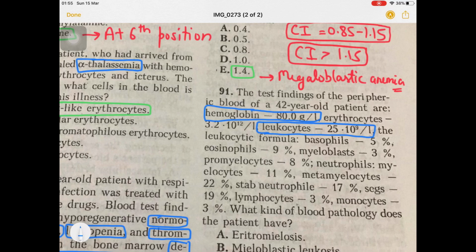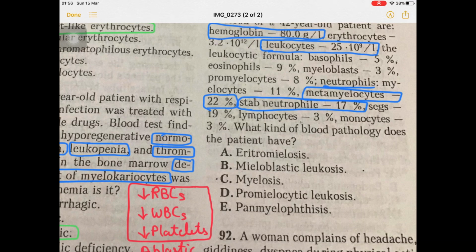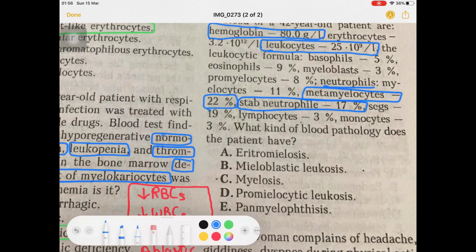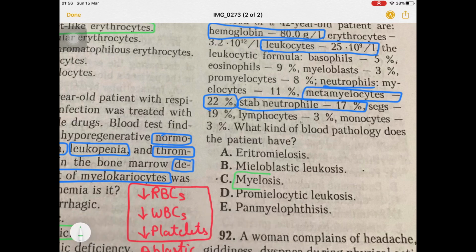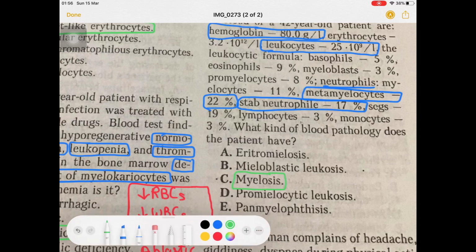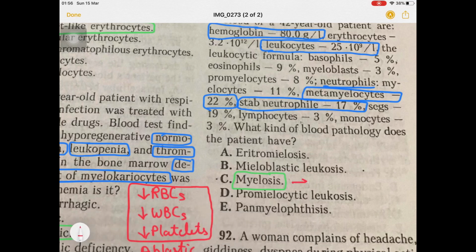Looking over here, look at the neutrophil count, because they are important for this one. Look at the metamyelocytes, which are given as 22%, quite high over here. Look at the stab neutrophil count. The stab neutrophil count is 17%, which is obviously high in this patient. And what can I say from these findings? That this patient is having myeloleucosis, or you can say myelosis. So I can clearly say that this is a case of myeloleucosis or myelosis.